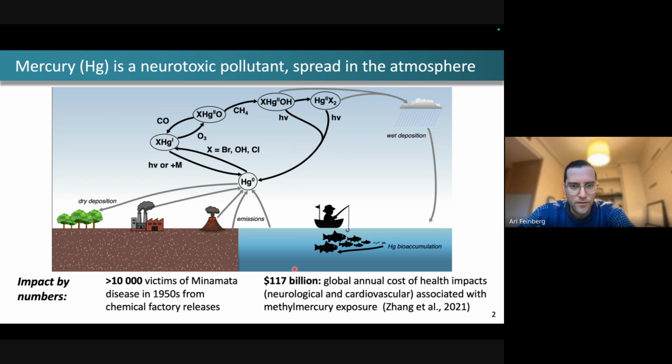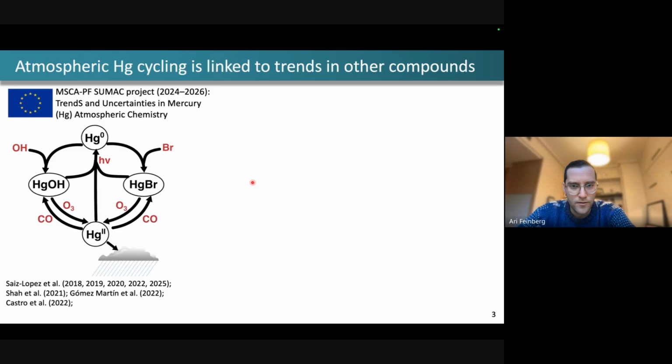So this is quite an important issue, and as you can see, the atmospheric transport of mercury is really the way that this contaminant gets spread out around the globe. So in my project at the SEEK, what we were interested in looking at is diving more into the atmospheric chemistry of mercury. Looking at this simplified scheme, what we saw is that you have different oxidants involved, like OH, like ozone, and like carbon monoxide.